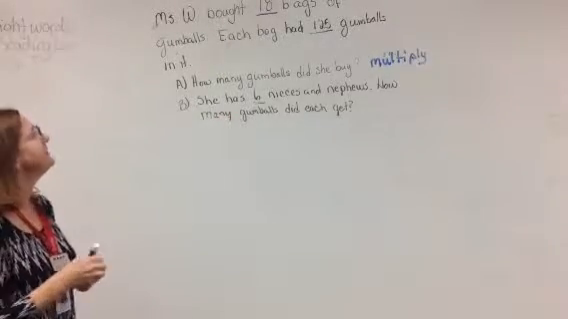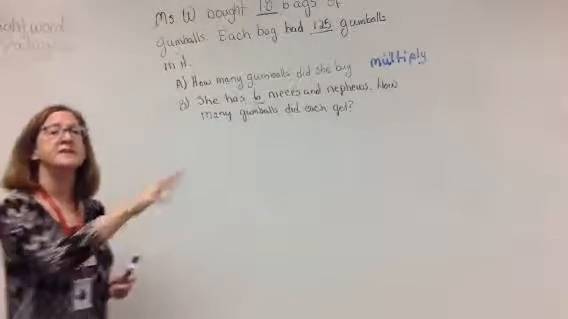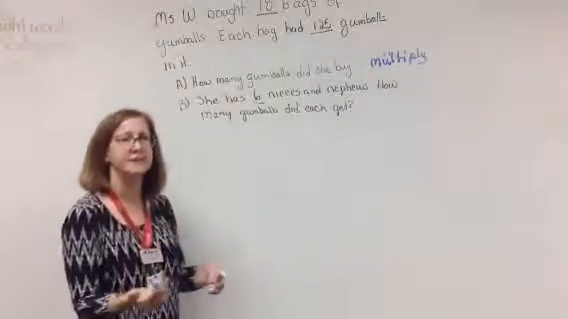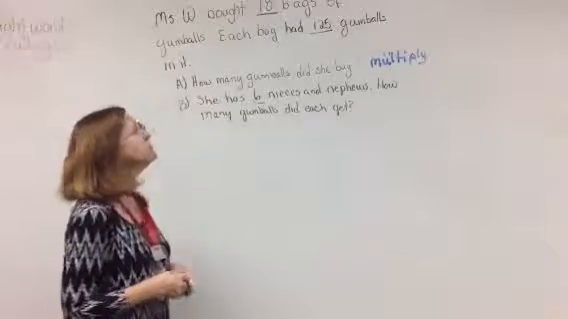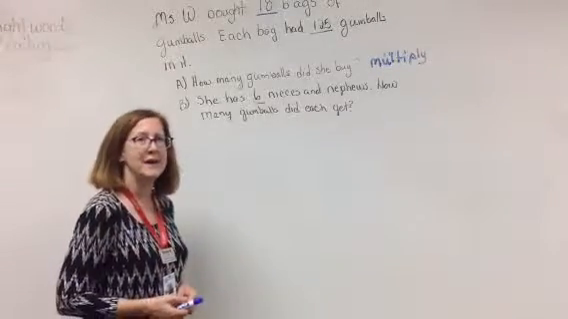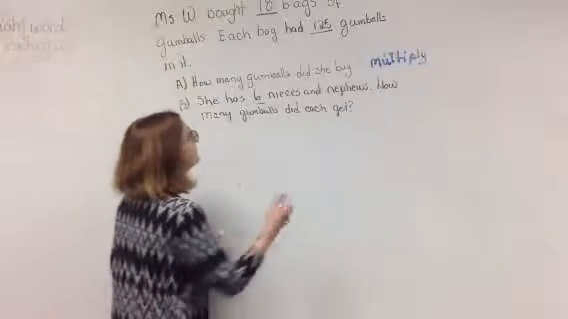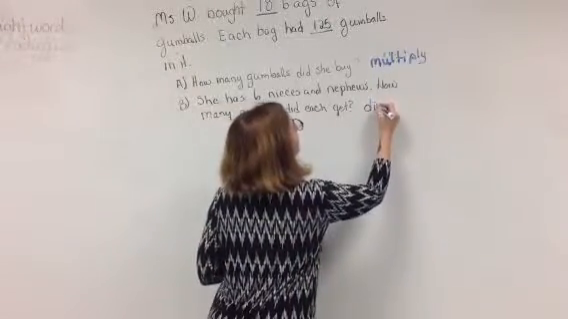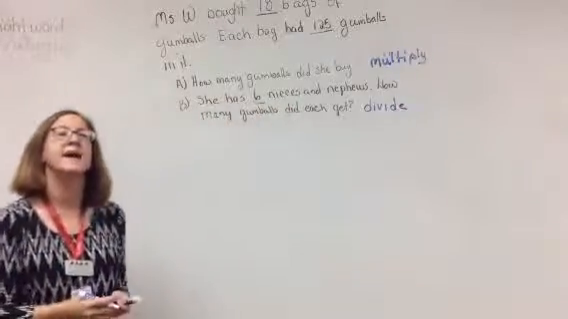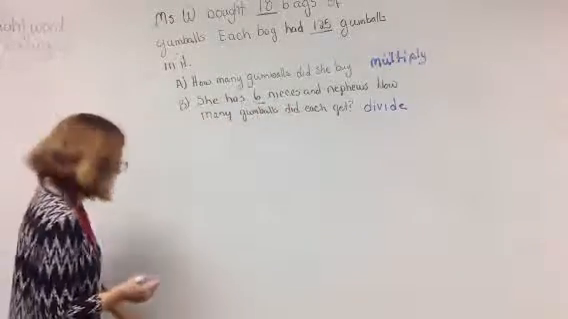Ms. W has 6 nieces and nephews. Not 6 each, but 6 total. Maybe 3 nieces, 3 nephews. She's going to sort her gumballs so that each niece and nephew gets the same amount. So for this problem, we're going to divide, because we know we're sorting into groups, and that's division. The numbers are getting smaller.